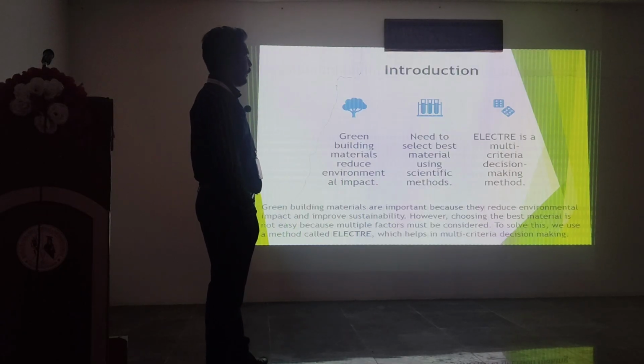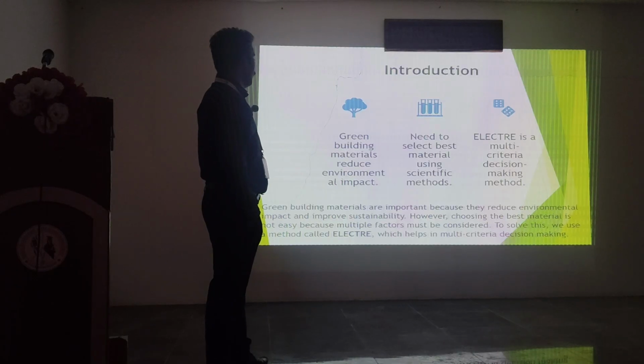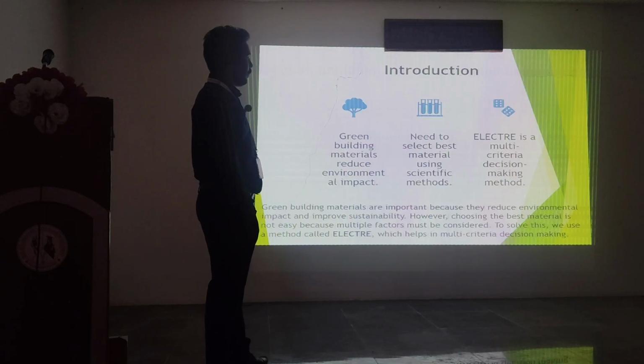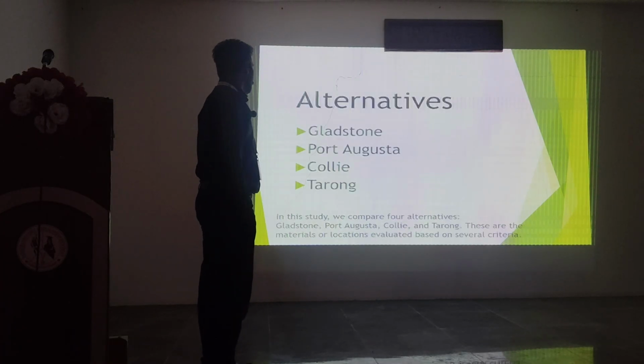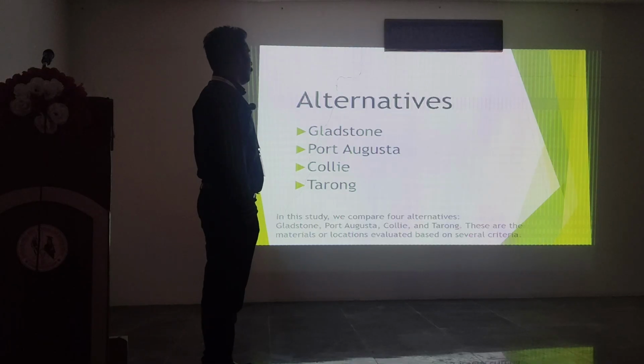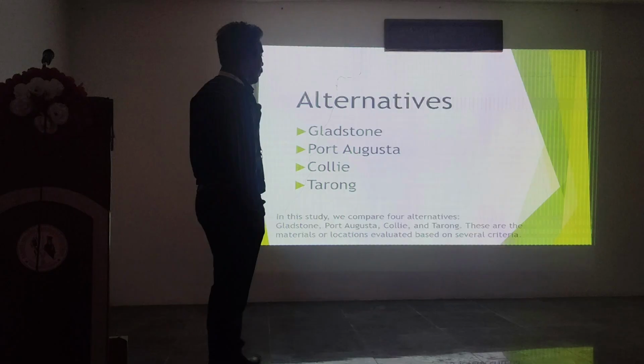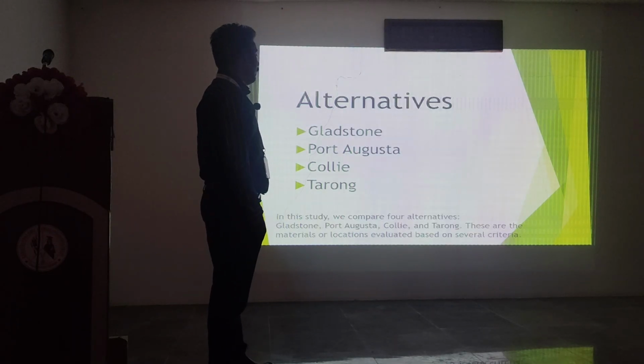However, choosing the best materials is not easy because multiple factors must be considered. To solve this, we use a method called ELECTRE, which helps in multi-criteria decision making. Next. Alternatives. In this study, we compare 4 alternatives: Gladstone, Porto Agista, Kolik, and Targan. These are the materials or locations evaluated based on several criteria.